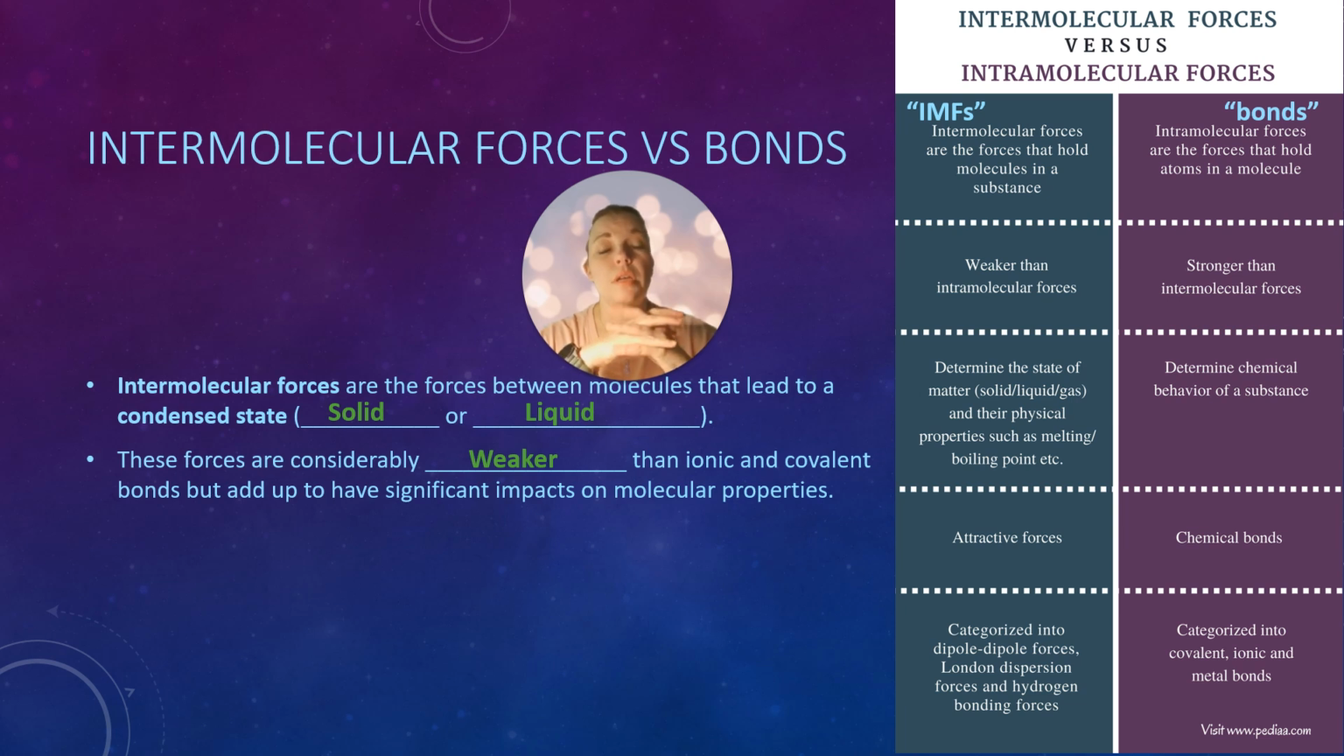So the IMFs help to determine the state of matter, so solid, liquid, or gas, and physical properties such as melting point, boiling point, etc. They also allow us to decide if two things will dissolve in each other. And we're going to look at that more at the end of Unit 3. Whereas bonds determine the chemical behavior of a substance. Will it react? Will it not?